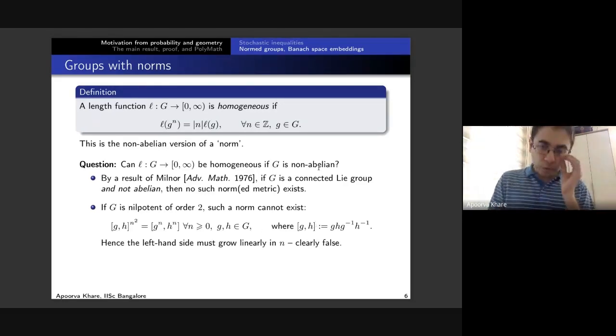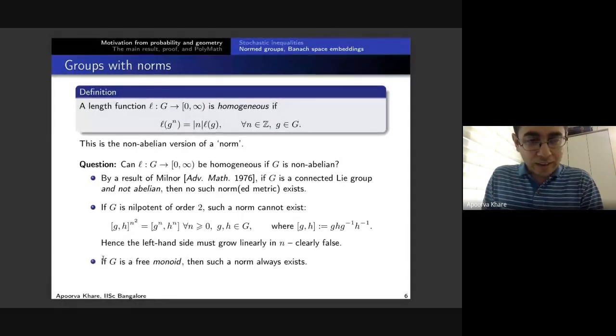What Milnor proved was, in certain cases, this cannot happen for a non-abelian group. What somebody else, like Stau, essentially proved on his blog during our discussions is that this cannot happen for nilpotent groups, because every nilpotent group would contain a subgroup of order 2, but that cannot happen.